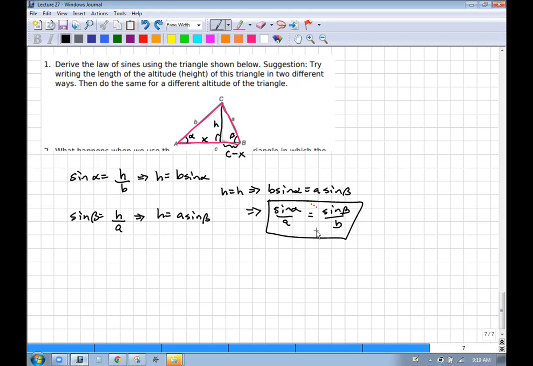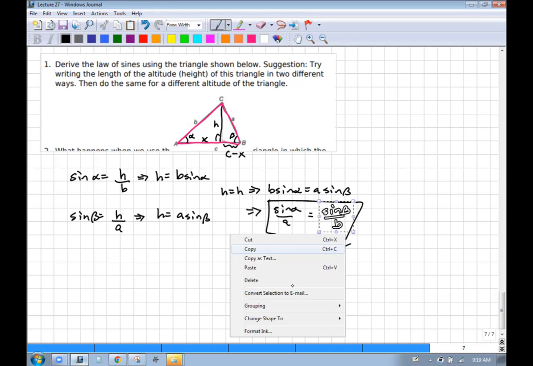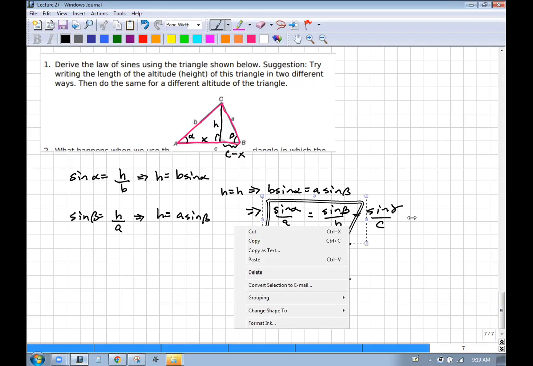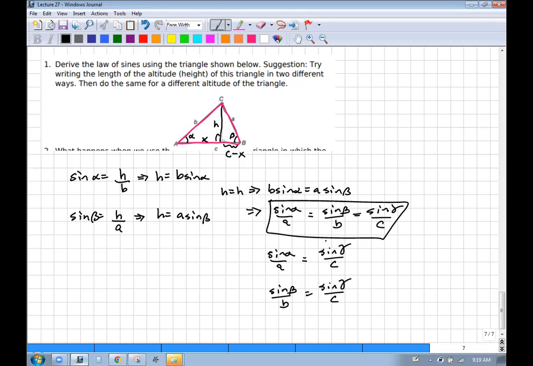Right, because you have really three. That's sine gamma over C. And you also have this one. There's three equations, right? Which we would simply write as, that's how we would write it. This is actually three different equations, these three. Okay, and so you just have to prove one, and then the others, you're just relabeling the sides.